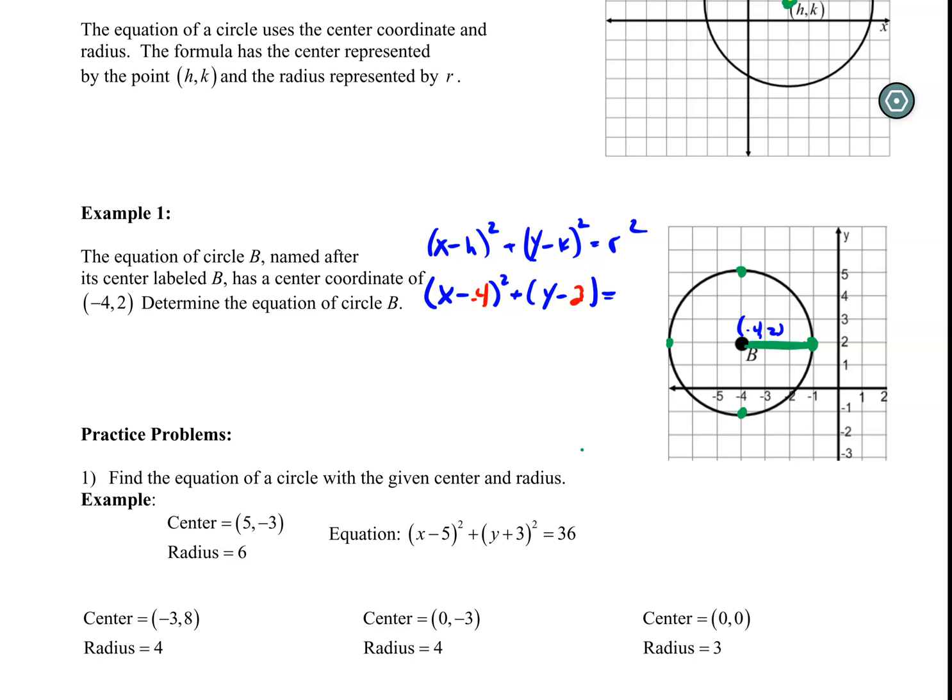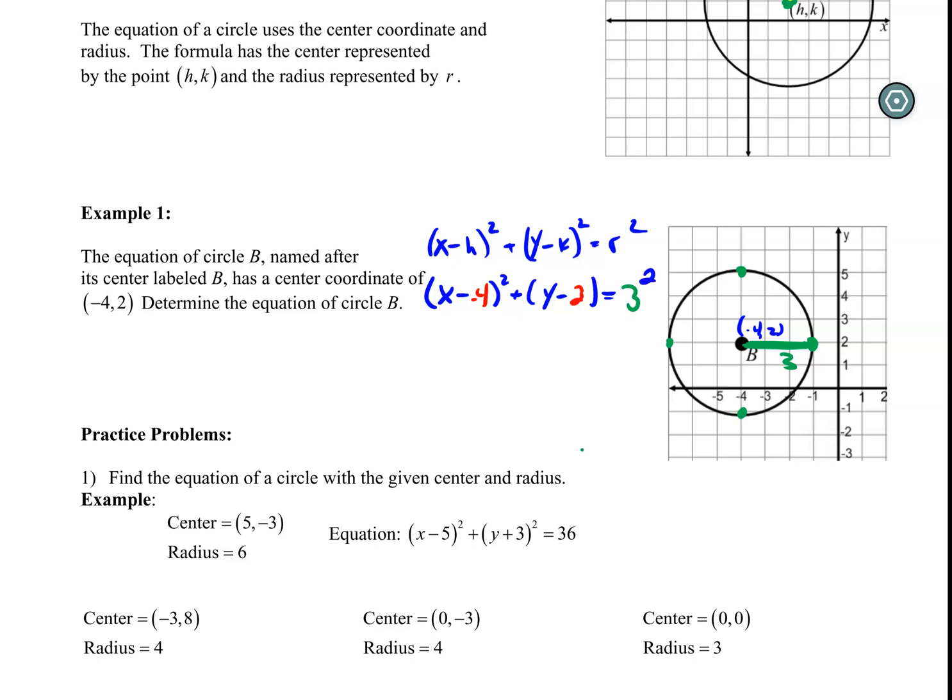So that would be my radius. In this case, I don't have to calculate it because I'm just using a horizontal line from the center, so I can just count the boxes: 1, 2, 3. So my radius is 3, and that's going to be squared.